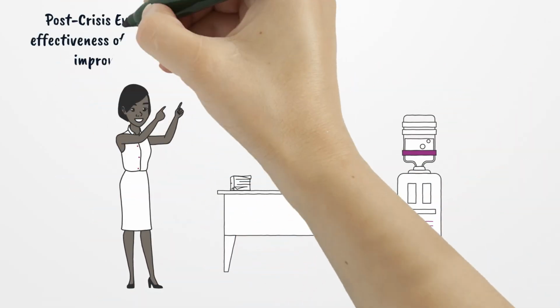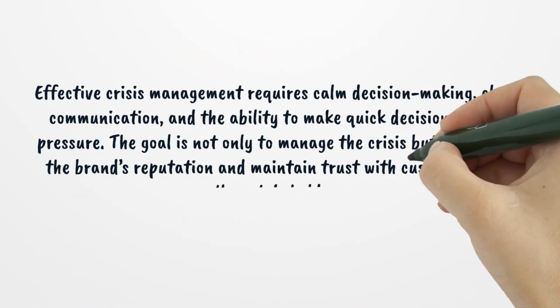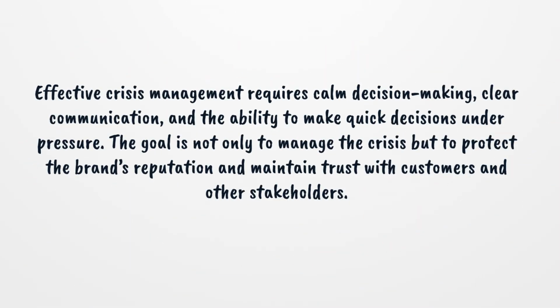Post-crisis evaluation. Once the crisis is over, organizations should assess the effectiveness of their crisis response and identify lessons learned. This phase helps improve future crisis management strategies and fine-tune the BCP. Effective crisis management requires calm decision-making, clear communication, and the ability to make quick decisions under pressure. The goal is not only to manage the crisis but to protect the brand's reputation and maintain trust with customers and other stakeholders.